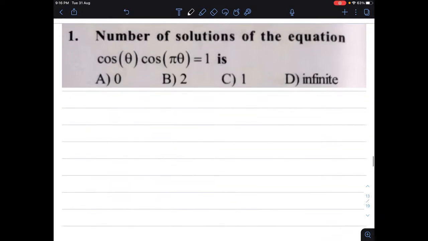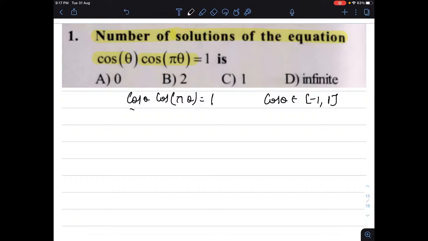The number of solutions of the equation. The question is what? Good evening Asmit. The number of solutions of the equation cos theta cos pi theta is equal to 1 is given to us. They are asking. So guys, cos theta belongs from where to where? It belongs from -1 to +1.